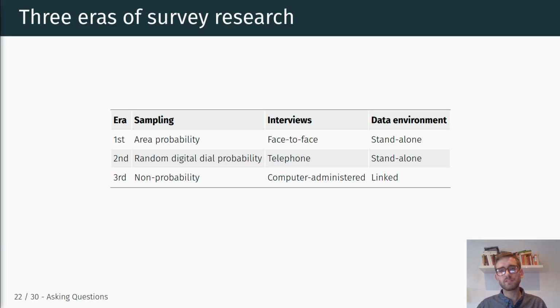Okay? And this brings us back again to our 3 eras of survey research, where in the time of big data, one important change compared to previous or traditional survey research methods is that the surveys are not necessarily standalone data collection efforts, but they can actually be linked to other types of data sources in order to provide additional information. Okay, and that's a huge change and huge opportunity for social scientists. Okay.